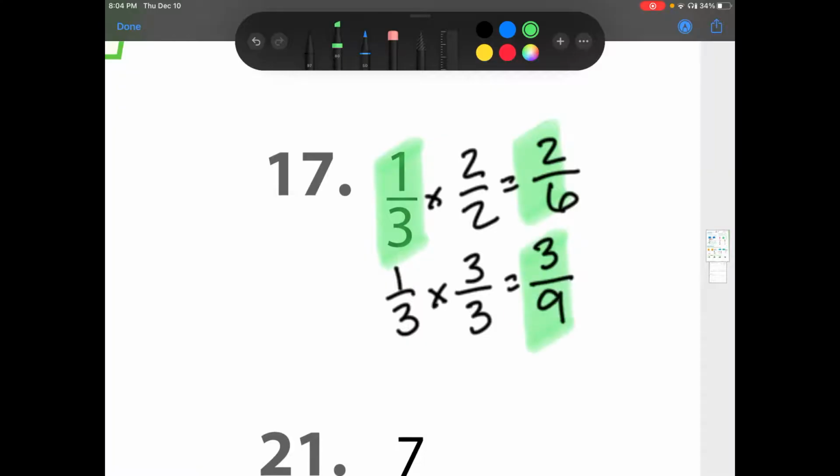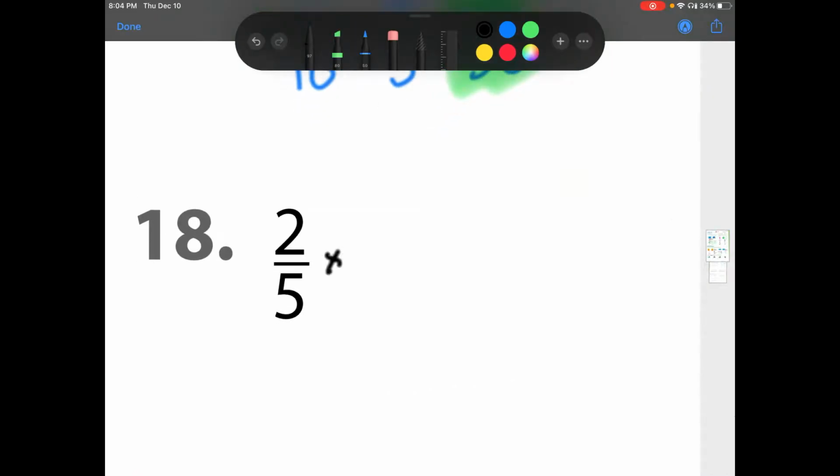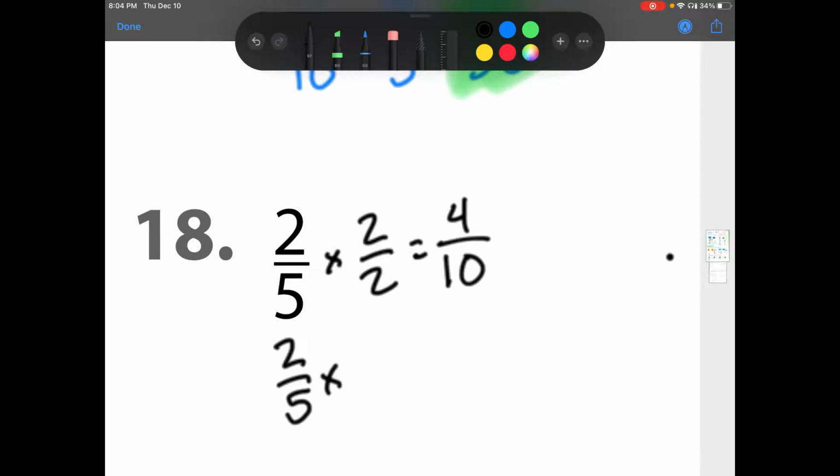So those are my equivalent fractions right there. So now let's head to number 18. So number 18, again, I'm going to multiply by 2 halves. 2 times 2 is 4, 5 times 2 is 10. And then I'm going to do the same thing, and I'm going to multiply it by 3/3 this time.